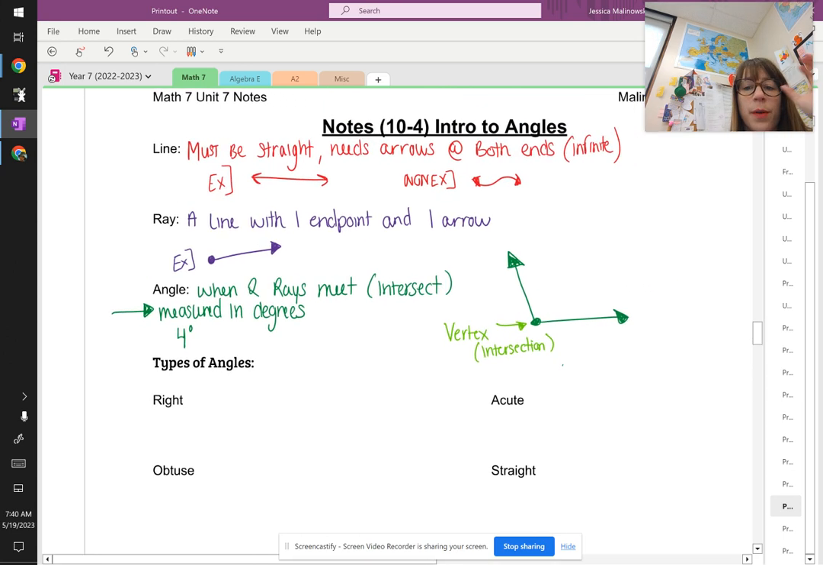Okay, let's take a break after those 3, and then we'll get into the types of angles next.